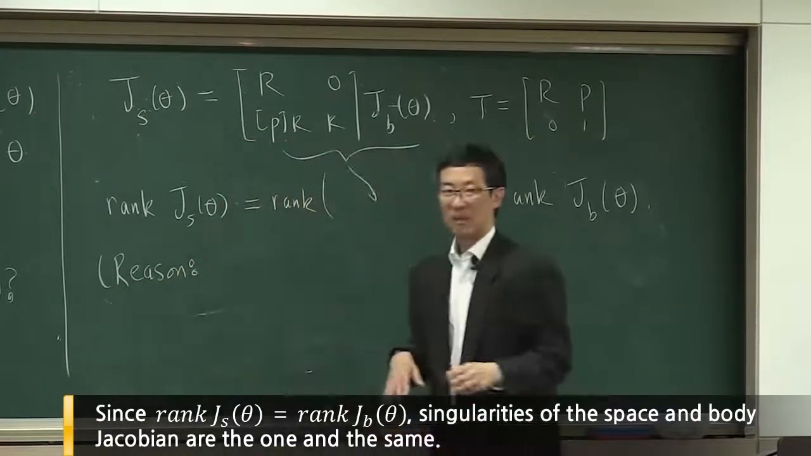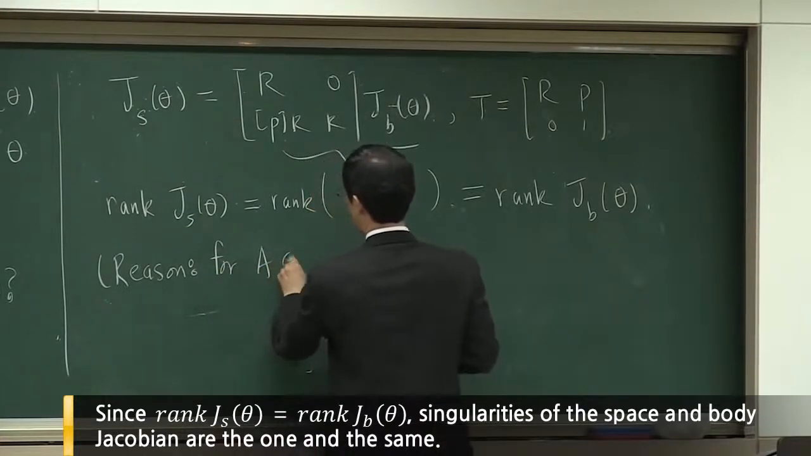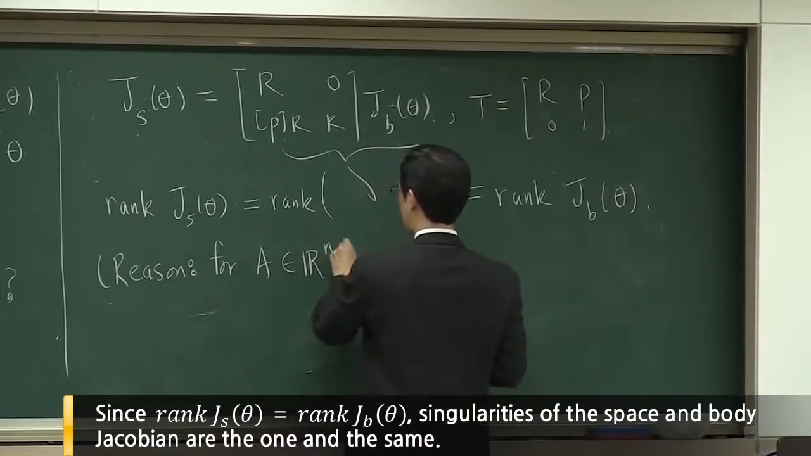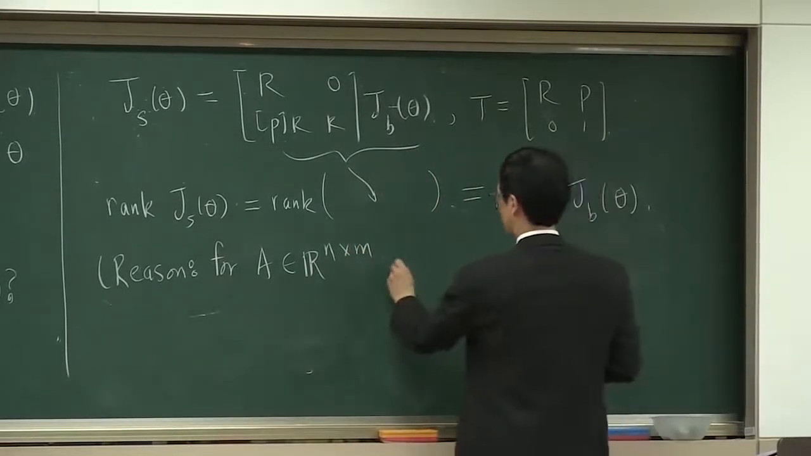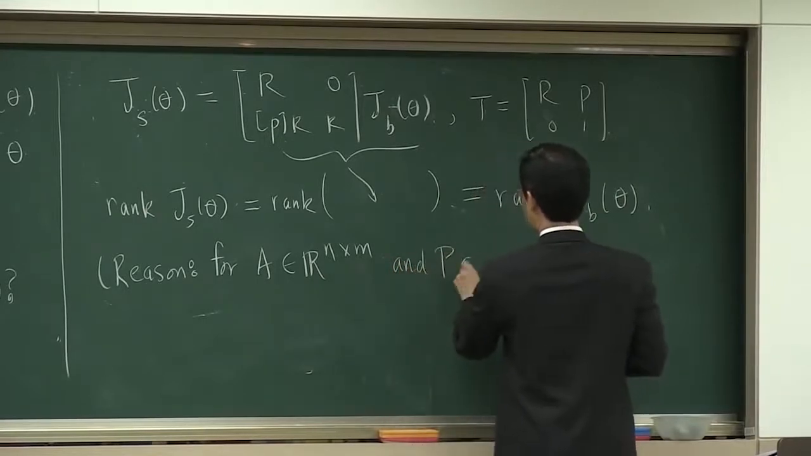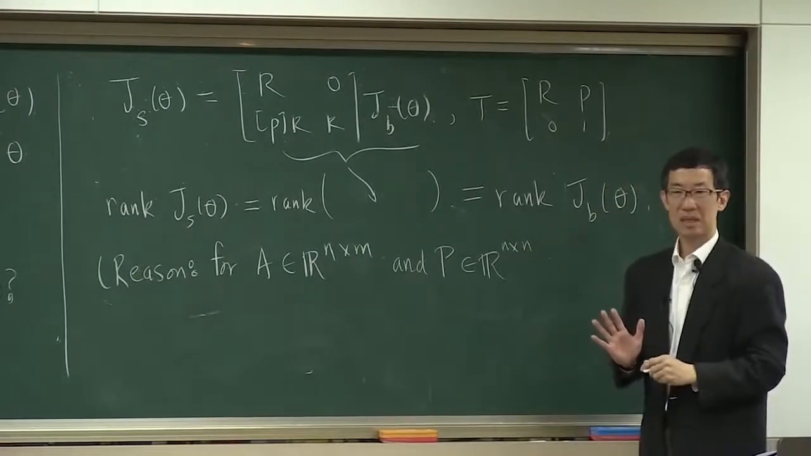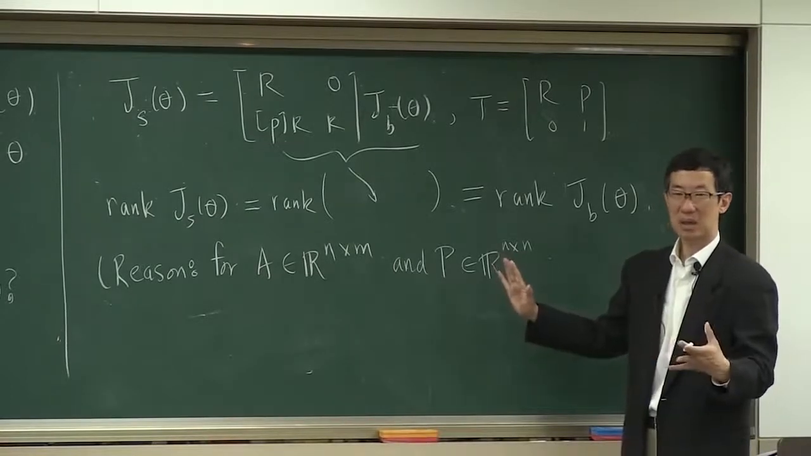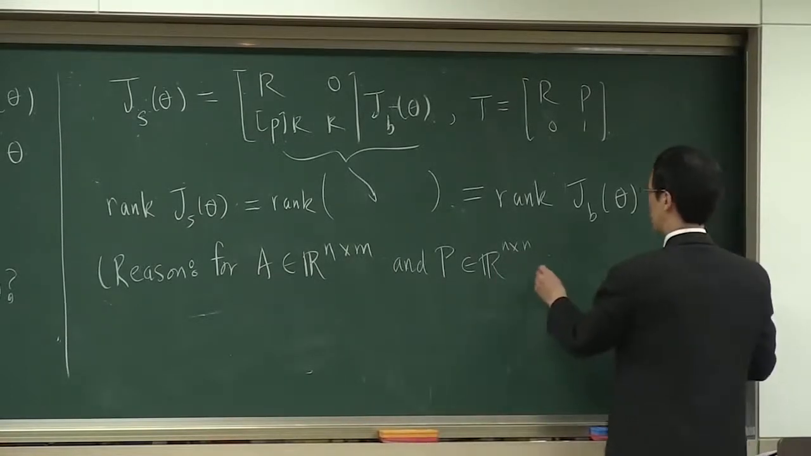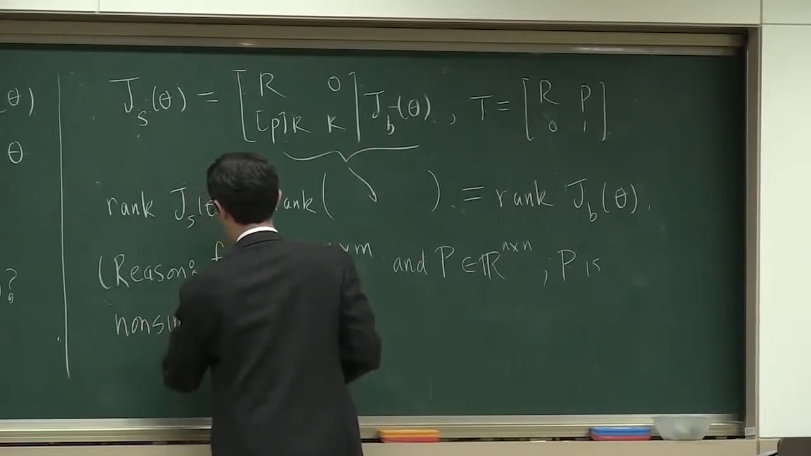Okay, if I have some matrix A, let's say it's n by m, and P, let's say it's n by n, and let's say P is a square matrix here. Let's say P is non-singular, okay? It's invertible. So that means its rank is n.